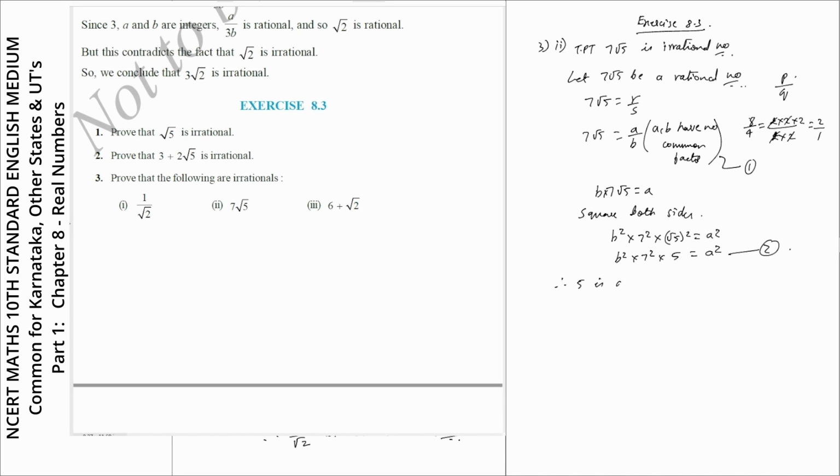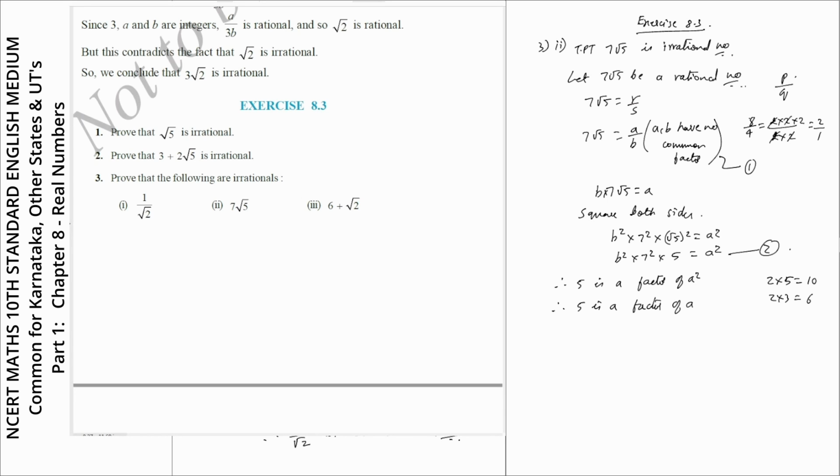So the meaning of equation 2 is 5 is a factor of a square. If I write 2 into 5 is equal to 10, what does it mean? 2 is a factor of 10, 5 is a factor of 10. Similarly 2 into 3, 2 is a factor of 6 and 3 is a factor of 6. So 5 is a factor of a square, and also 5 is a factor of a, according to theorem 8.3.